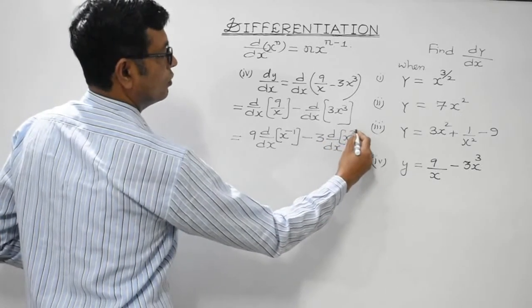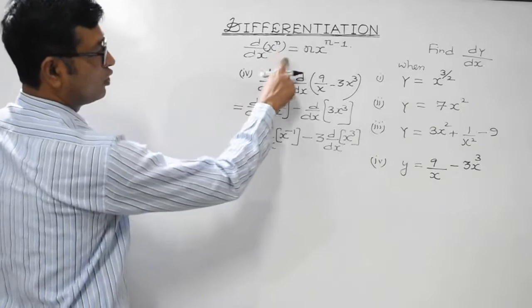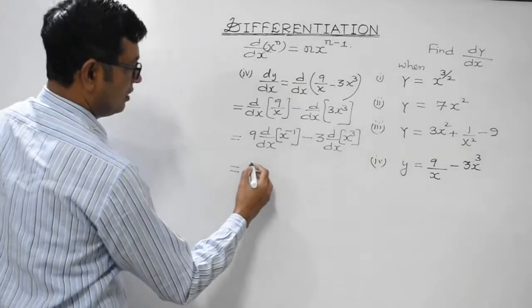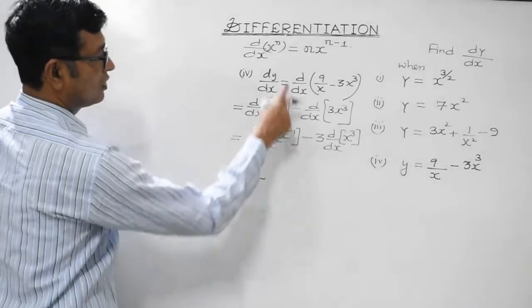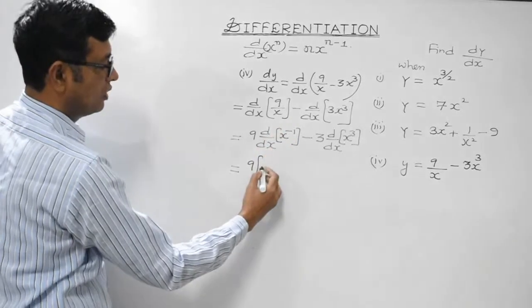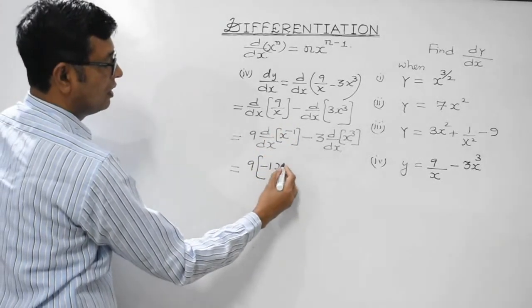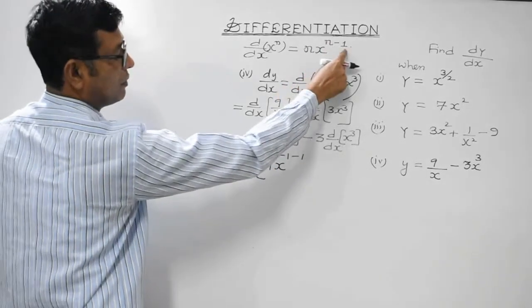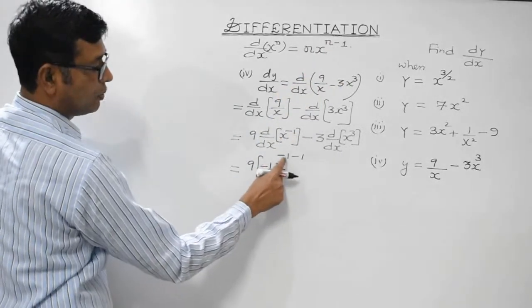Over here, x cube, right? Again, let's make use of this basic formula. What we get is 9, it's in this standard form, nx to the power n minus 1. Over here n is minus 1, so it will be minus 1 x to the power minus 1 minus 1. nx to the power n minus 1.